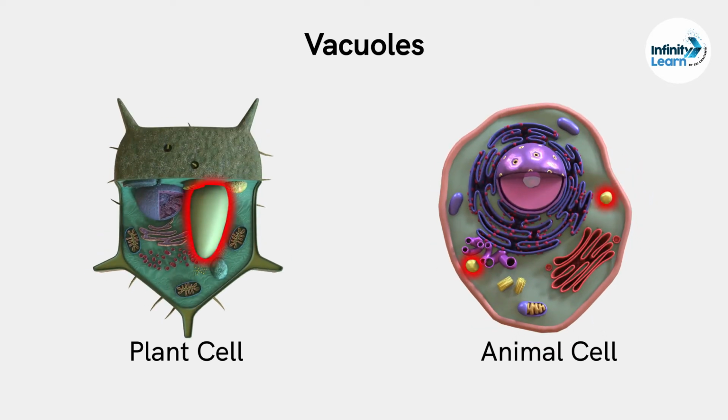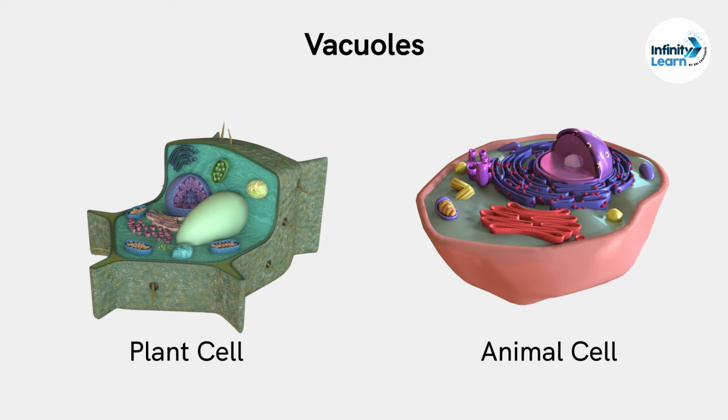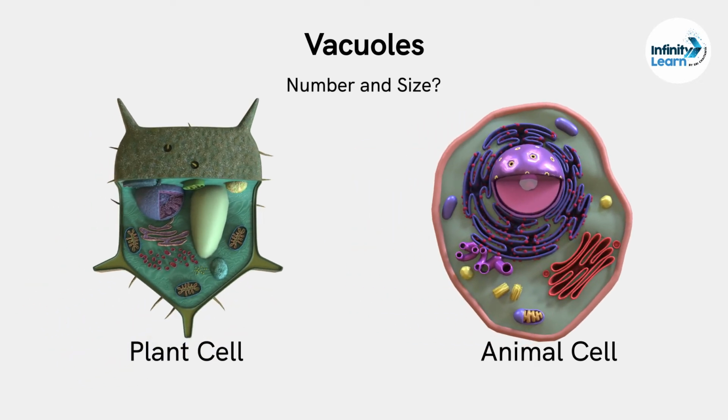These vacuoles act as storage centers for the cell. They are storage sacs for the solid and the liquid components, which are usually wastes generated by the cell. So do all cells have same number and size of vacuoles?